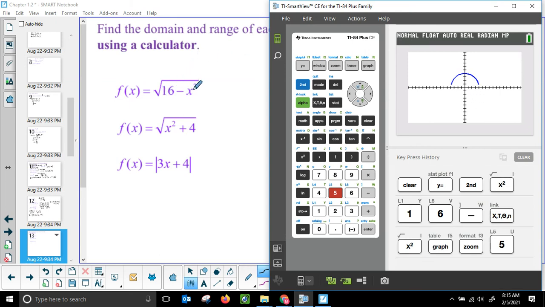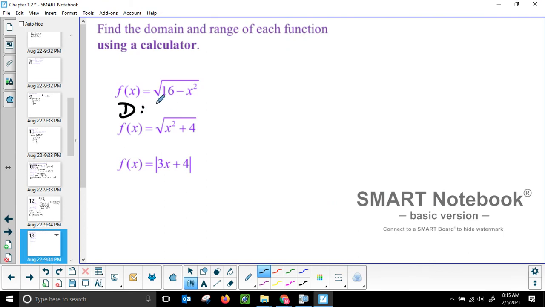So if I plug -4 in for x, -4 squared is 16. 16 minus 16 is 0. We are allowed to take the square root of 0, so that's perfectly fine. Same thing would happen with +4. So my domain here is going to be -4 to 4.